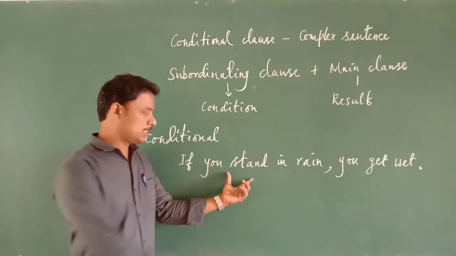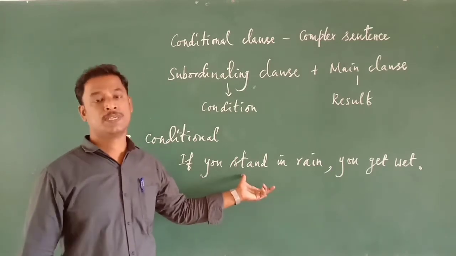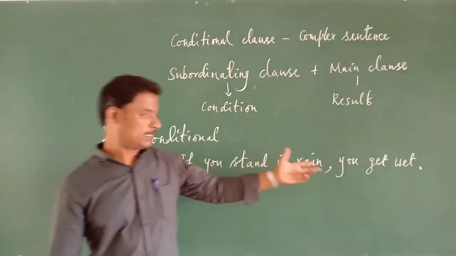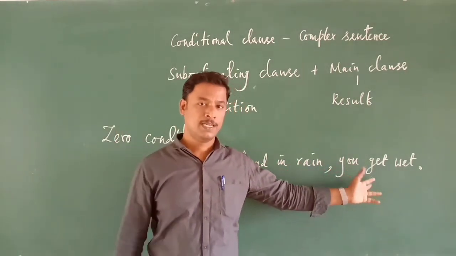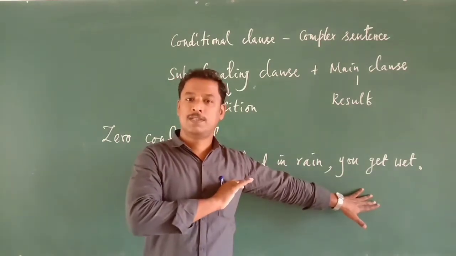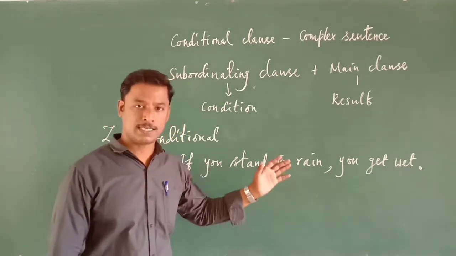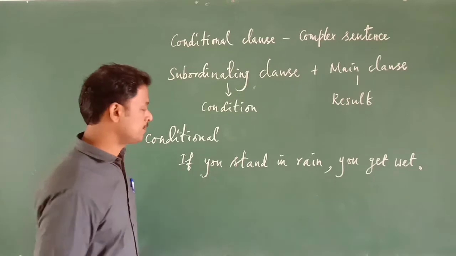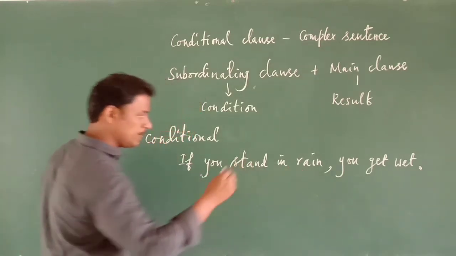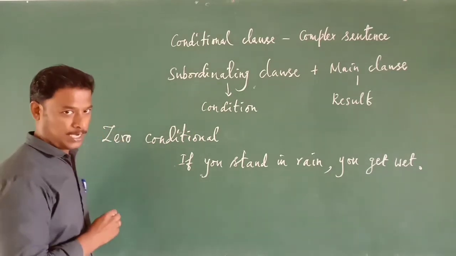The condition is standing in rain. The necessary situation is standing in rain. What will be the result if you stand in rain? The result is you get wet. This rule is accepted throughout the world. It is a scientific fact. It is a universally accepted one. That is why the sentence is, if you stand in rain, you get wet. This type of conditional clause is called zero conditional.